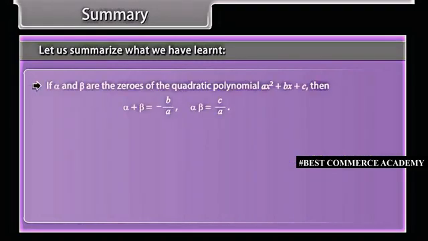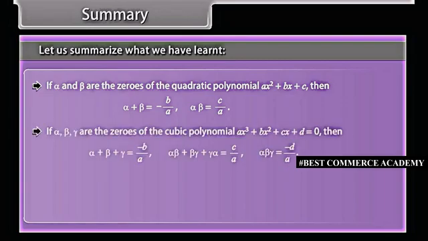If alpha and beta are the zeros of the quadratic polynomial ax^2 plus bx plus c, then alpha plus beta is equal to minus b upon a, alpha beta is equal to c upon a. If alpha, beta, gamma are the zeros of the cubic polynomial ax^3 plus bx^2 plus cx plus d equal to 0, then alpha plus beta plus gamma is equal to minus b upon a. Alpha beta plus beta gamma plus gamma alpha is equal to c upon a. Alpha beta gamma is equal to minus d upon a.